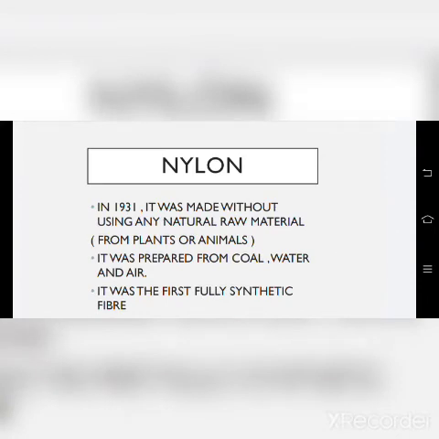Next synthetic fiber is nylon. Nylon is the first fully synthetic fiber. It was discovered in 1931. It is prepared from raw materials such as coal, water and air.